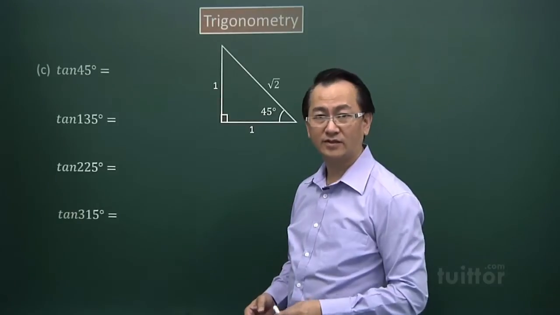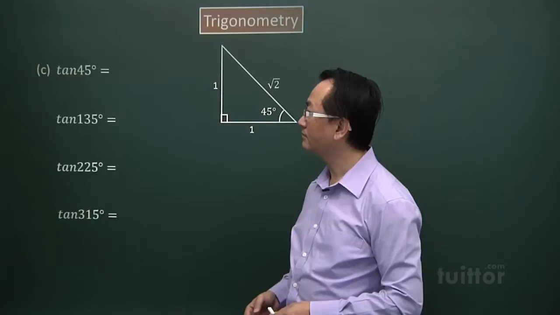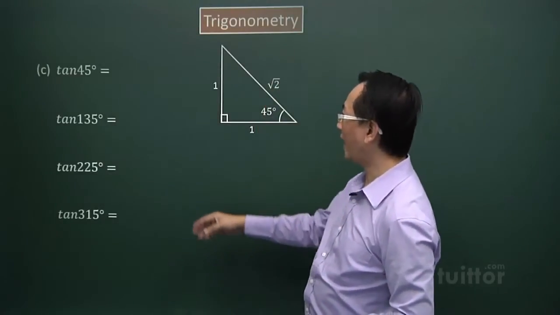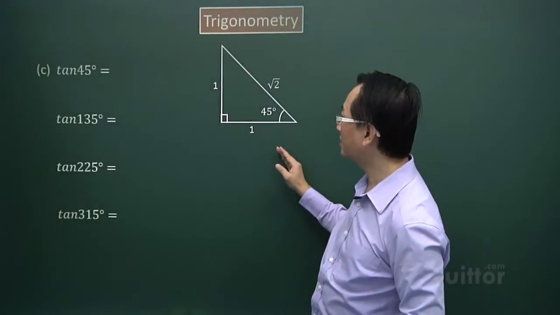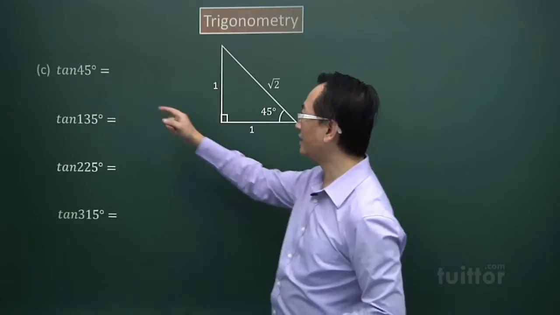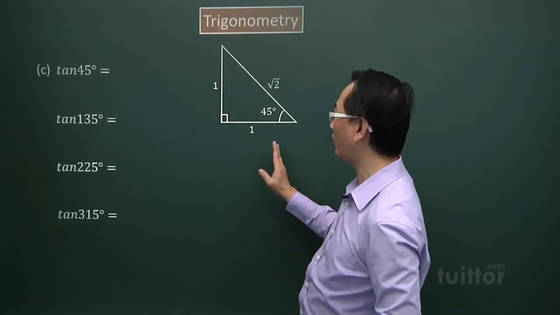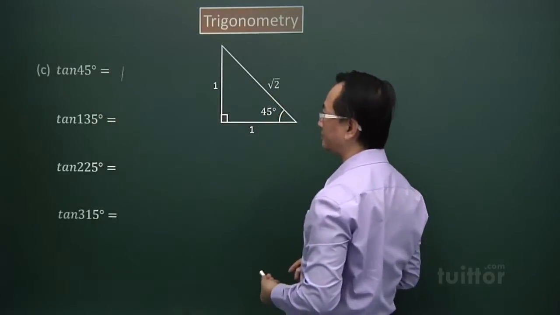Now we look at tangent, the other trigonometric function. For tangent, we'll be looking at the opposite side over the adjacent side. So tangent 45 would be 1 over 1. That would just give me a final value of 1.